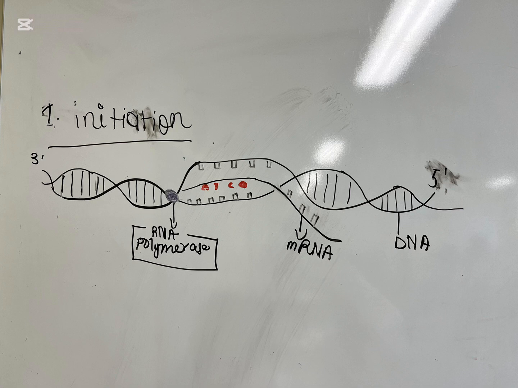And unzip refers to the process of unwinding and separating the two strands of the DNA double helix. As you could see in the diagram, the strands have been unzipped. I don't know if you could see it, but if you look closely, you could see that the DNA has been unzipped. And the second step is elongation.